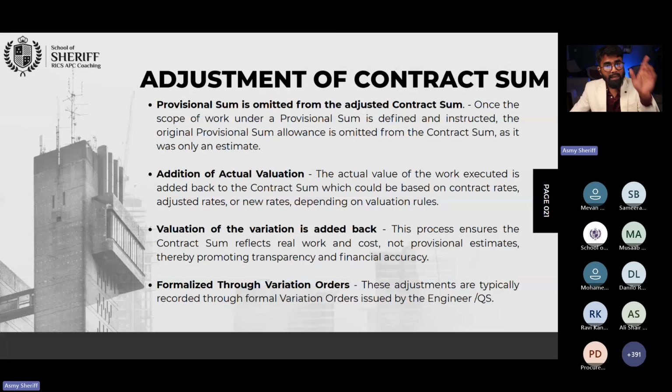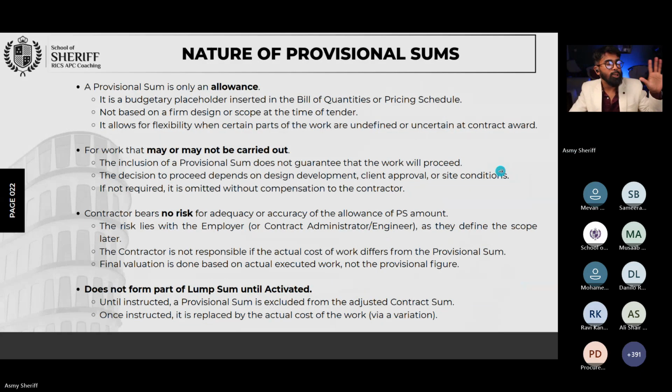And remember, the engineer is not the person to sign the AVI. That should be signed by the client and the contractor who originally signed the contract. Okay, so that's how you need to formalize it.